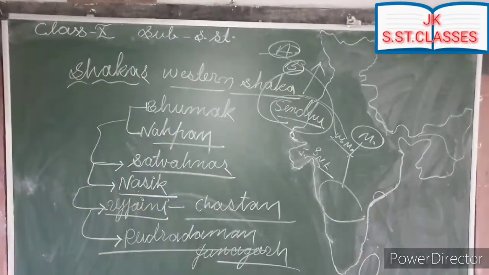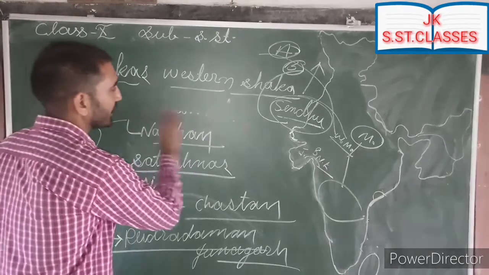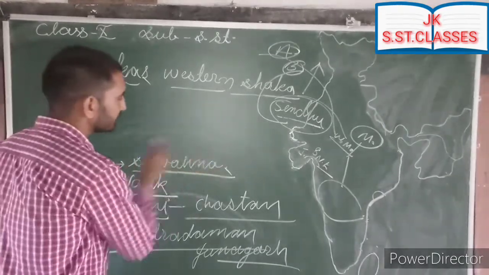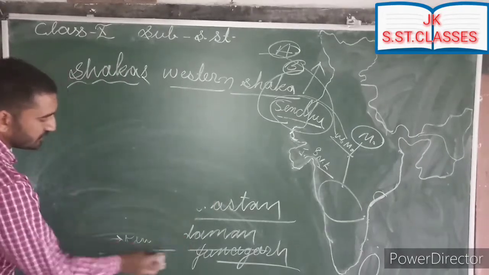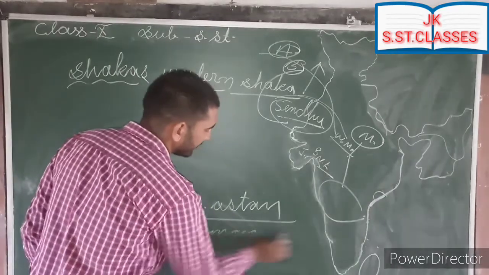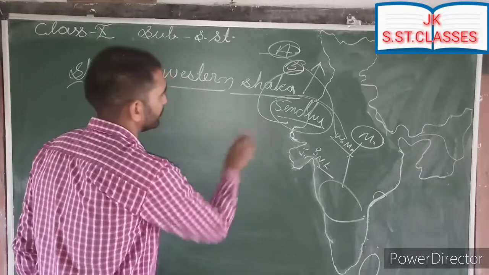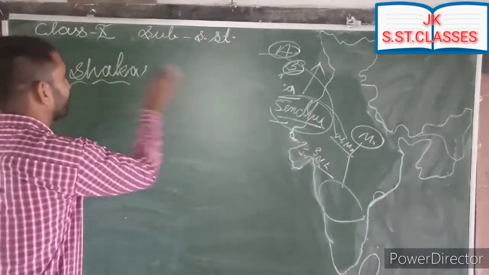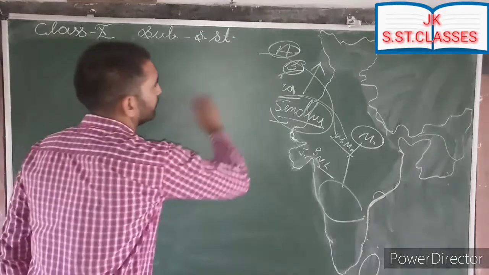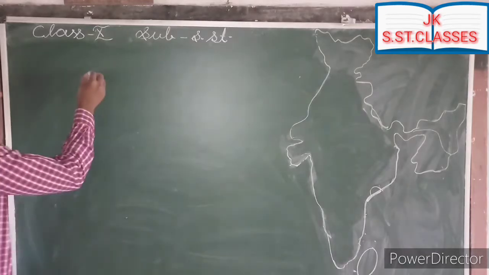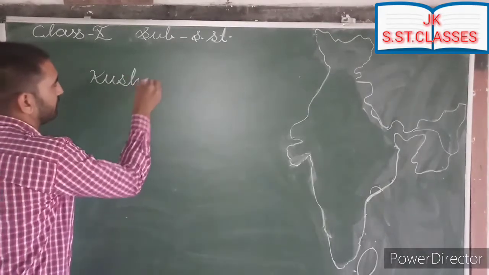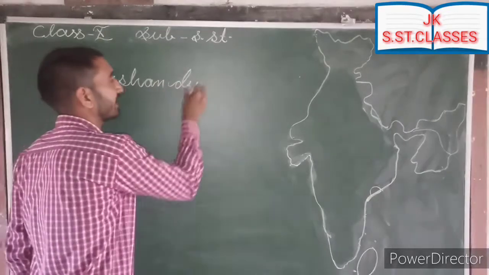Is that clear? Now, after discussing the Shaka tribe, here we are going to discuss the next dynasty, which was established by a foreign tribe, a tribe who invaded India and after that became part of Indian culture. That dynasty is the Kushan dynasty.